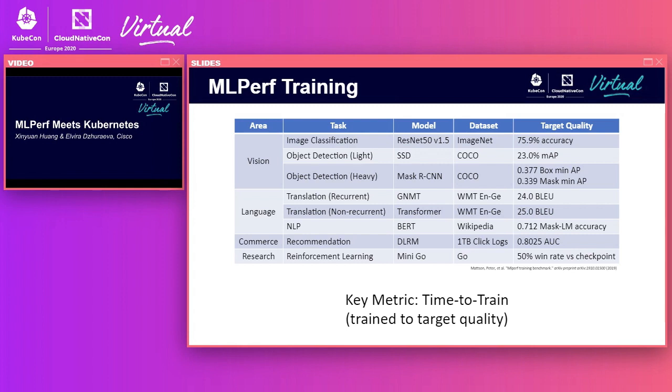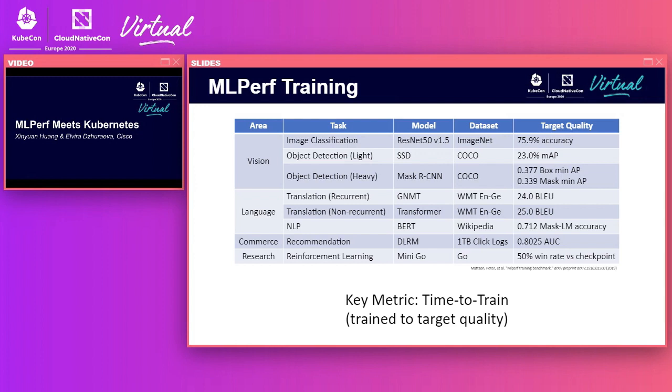MLPerf training track provides 8 workloads today that cover a number of popular fields and typical machine learning tasks, which includes image classification, object detection, translation, language modeling, recommendation systems, and reinforcement learning systems. And by the way, I just want to clarify that the list of workloads here is by no means a fixed list, and the MLPerf community will keep adding more new workloads as new developments in the machine learning community become mainstream and come into our considerations.